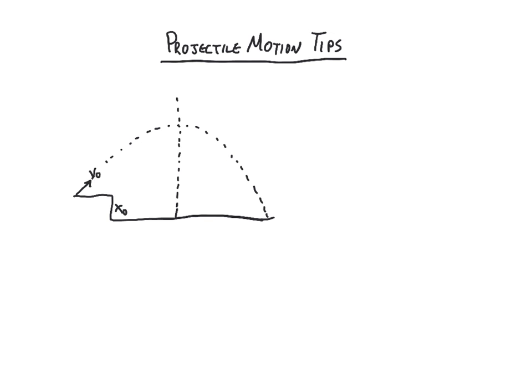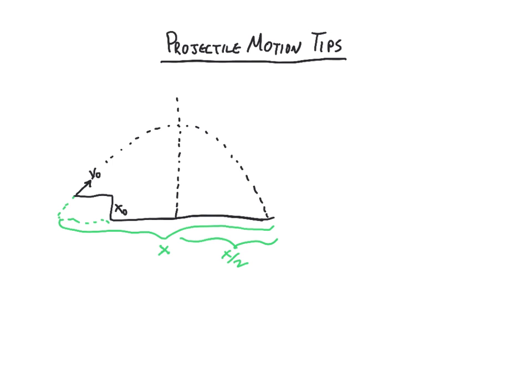So one thing to note is that if x0 was 0 and this was launched from the ground, then this whole distance here, if we call this x, this is the range of the problem, then the peak is at x over 2, right? It's because this is a perfectly symmetric problem.